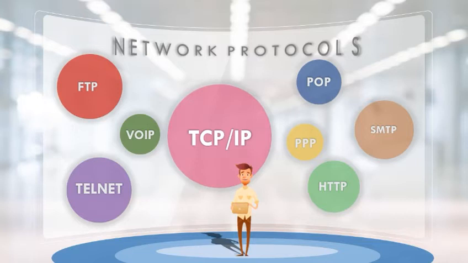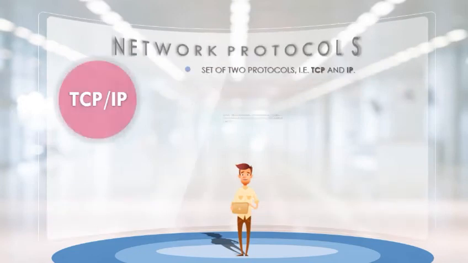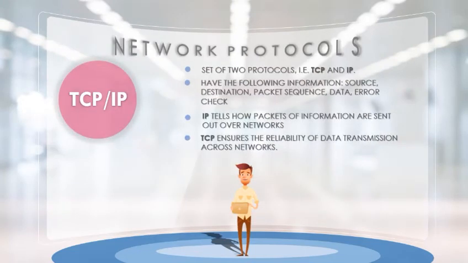The first one we are going to see is TCP/IP. That is the basic and most important protocol in a network. It's a set of two protocols, TCP and IP, Transmission Control Protocol and Internet Protocol. It's a set of protocols used over the internet. It organizes how data packets are communicated and makes sure packets have the following information: source and destination, then packet sequence, data, then error check.